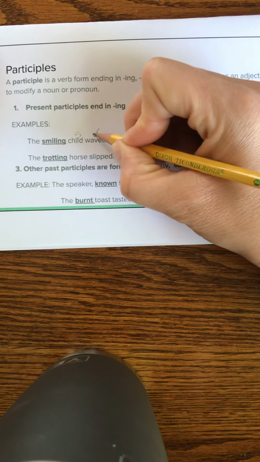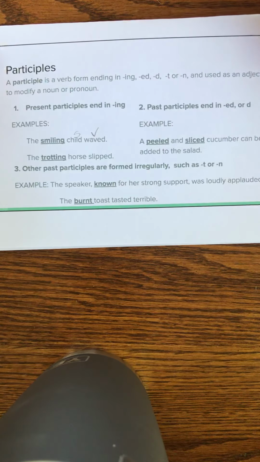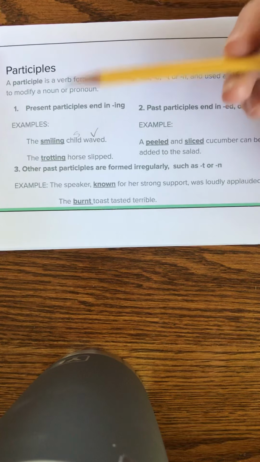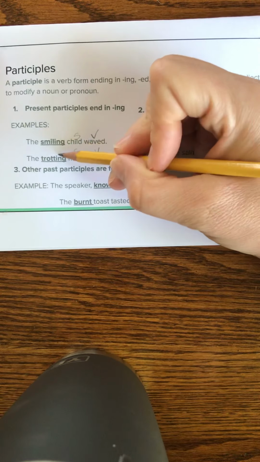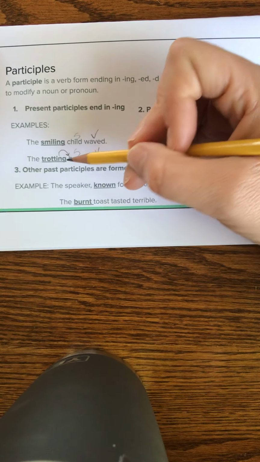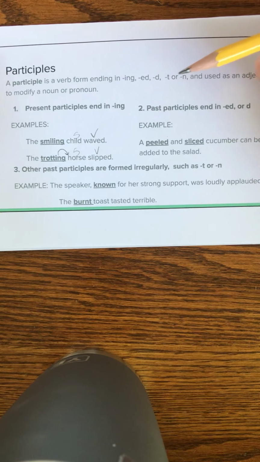So we always identify our subject, our verb, and then anything else that's a verb form. If it's used as an adjective, it's a participle, right? If it's used as a different part of speech, that's a different type of verbal. The trotting horse slipped. Again, our subject is horse, our verb is slipped. Trotting describes the horse, therefore it's an adjective describing horse, but it's a verb form, so it's a special kind of adjective, it's a participle.